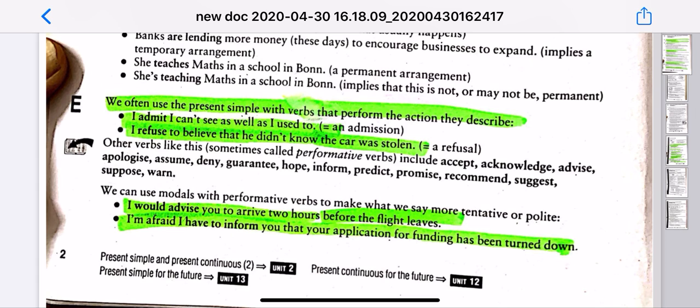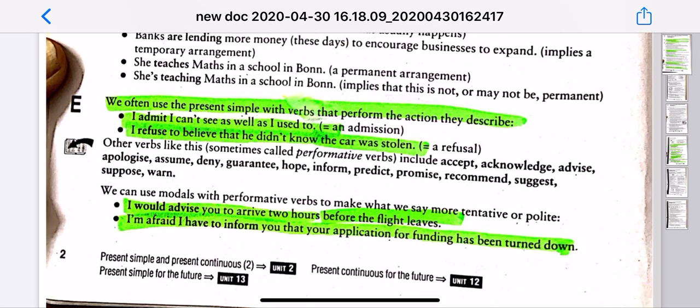We often use the present simple with verbs that perform the action they describe. I admit I can't see as well as I used to. It is an admission. So, I am admitting, I admit I can't see as well as I used to. The speaker is saying that she is admitting that she cannot see. So, this is something, then: I refuse to believe that he didn't.